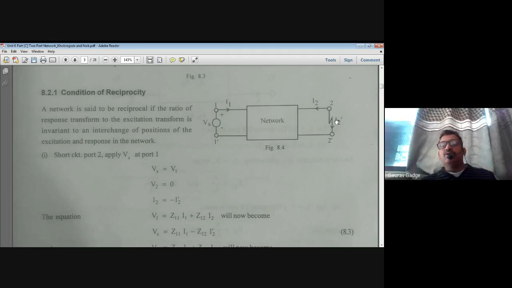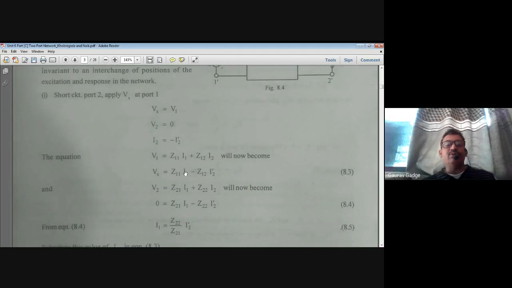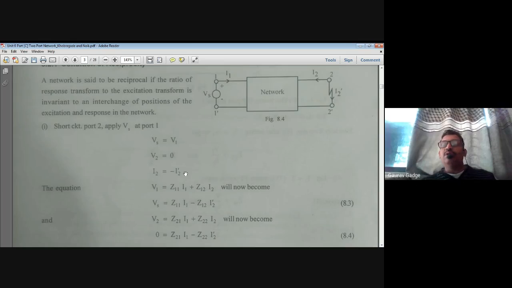by short circuiting the output port and connecting source voltage on the input port. So if the source voltage is connected in input port, we can say Vs is equal to V1, and due to short circuit, V2 is equal to 0. Now, as we know, whenever we have an output voltage V2 present, the direction of I2 is anti-clockwise. But due to this short circuit, the direction of that I2 is changing, which is represented as I2 dash. So it is opposite, and therefore I2 is equal to minus I2 dash.